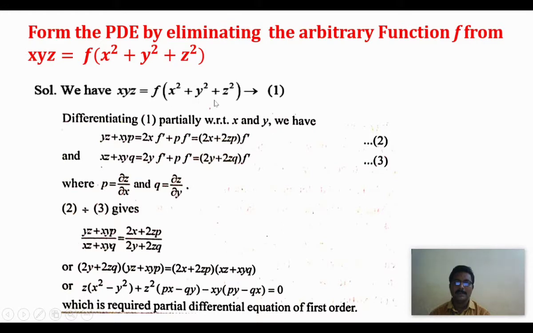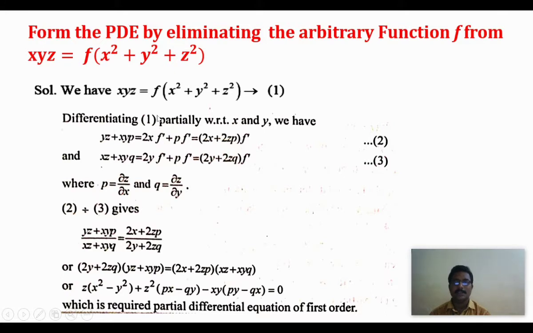While differentiating partially with respect to x, keep y as constant. Now the derivative of f(x² + y² + z²) is given by f', and x² + y² + z² derivative is 2x, y² derivative is 0, z² derivative is 2z ∂z/∂x, but ∂z/∂x is p. Now taking f' as common, we will get (2x + 2zp) f'. Let it be equation 2.